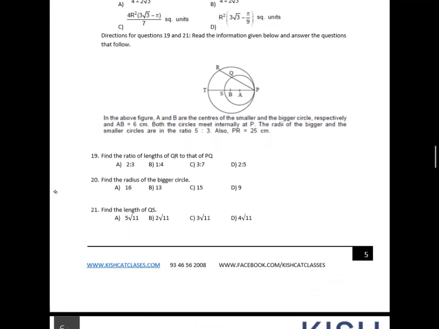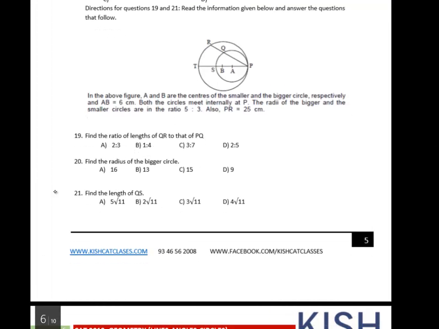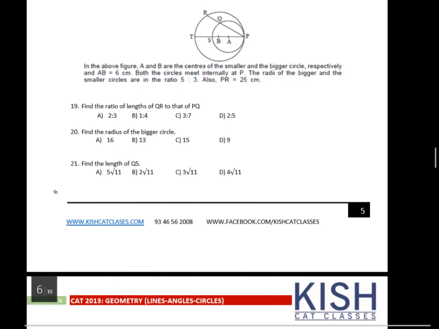Next question. It's a set of questions actually, 19 to 23. The same information applies for questions 19 to 23. Read the information given below and answer the questions that follow. In the above figure, A and B are the centers of the smaller and the bigger circle respectively, and AB equal to 6 centimeters. Both the circles meet internally at point P. The radii of the bigger and the smaller circles are in the ratio 5:3. Also, the length of PR is given as 25 centimeters. Now, what we know is B is the center of the bigger circle, A is the center of the smaller circle.